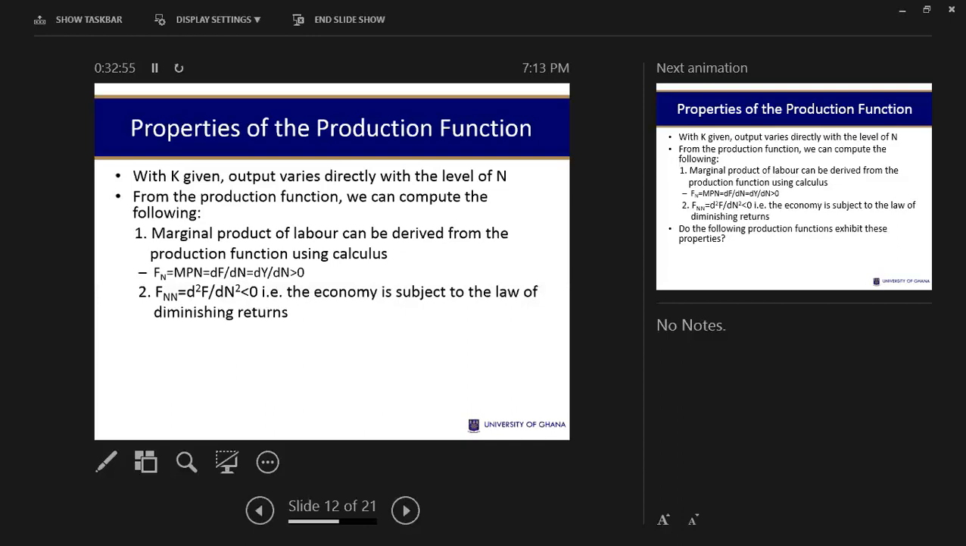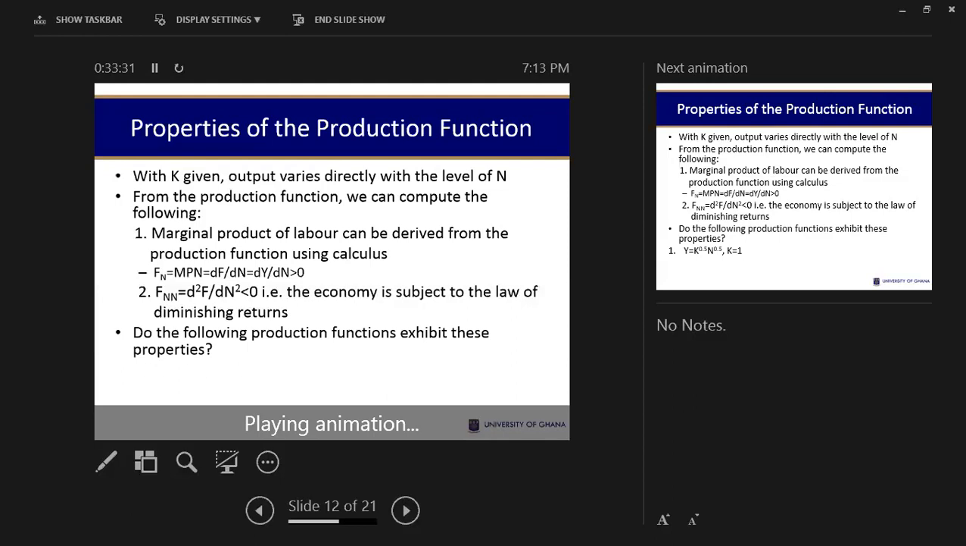So if you keep on increasing labor in this model, initially there is always going to be an increase in total output, but after some time you will realize that the TP function will start to fall. The production function will start to fall, and that is where the law of diminishing marginal return sets in. That's the reason why the second order is supposed to be less than 0 or negative. So let's look at this.